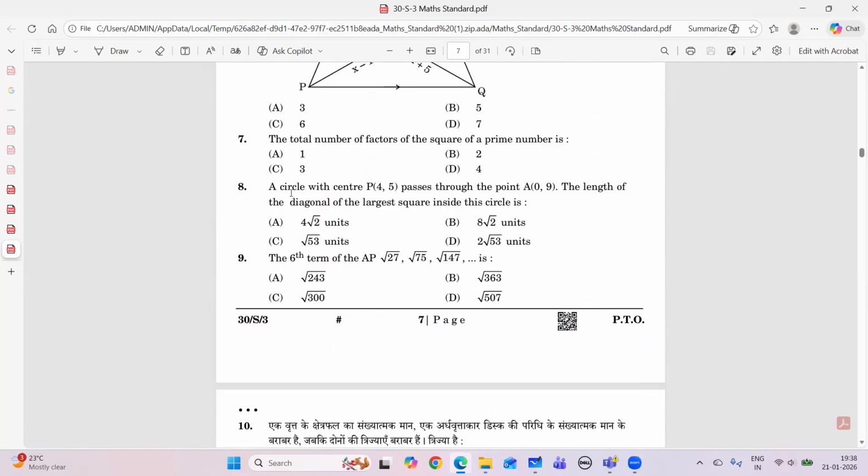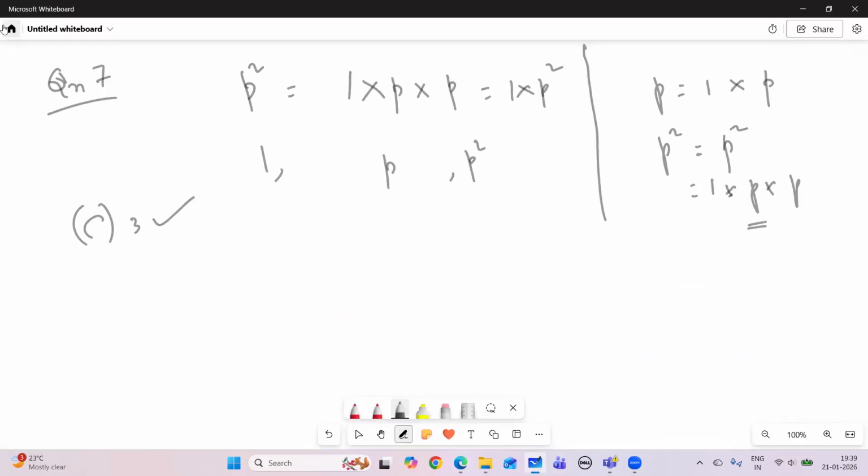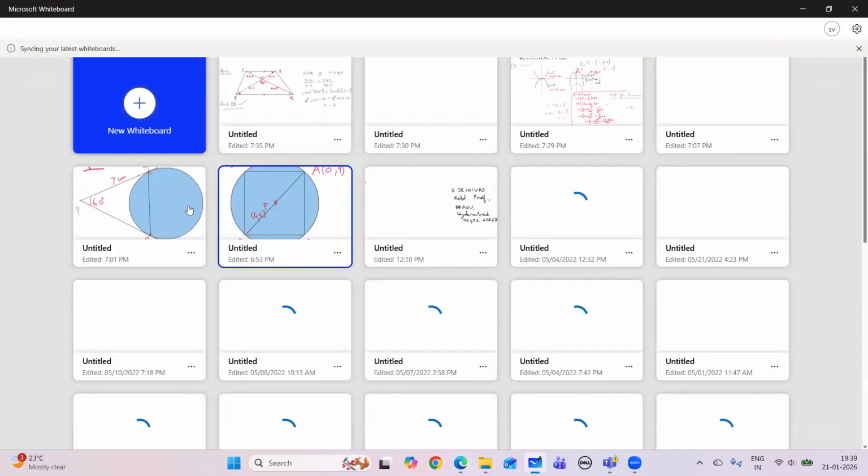You have a circle with center P(4, 5) and a point on it. This circle is passing through this point, meaning this is the point on the circle. That is A(0, 9). And we have to find the length of the diagonal of the largest square inside this circle. So let's look at this slide.